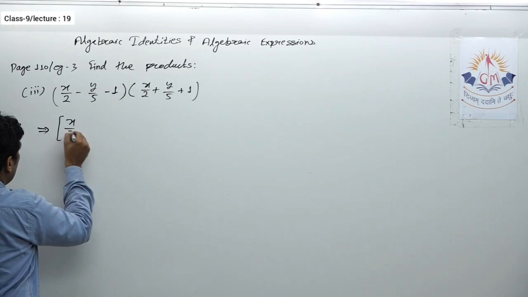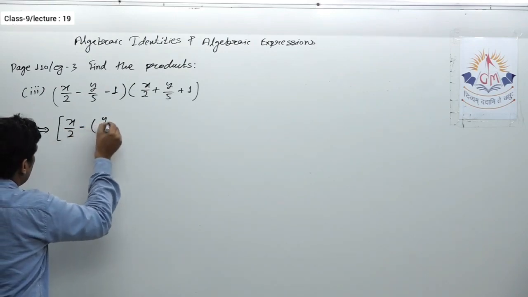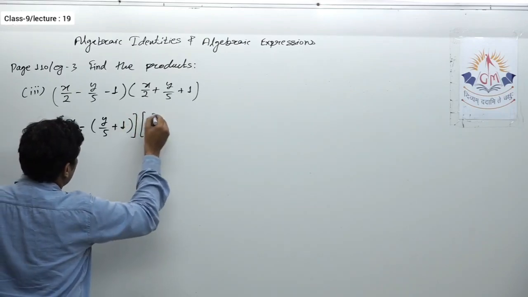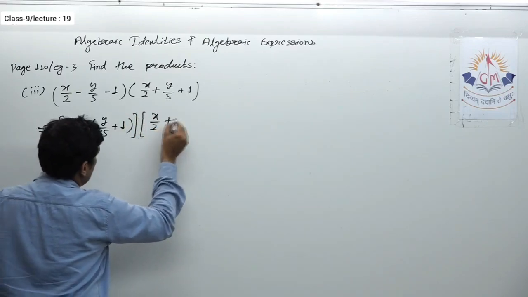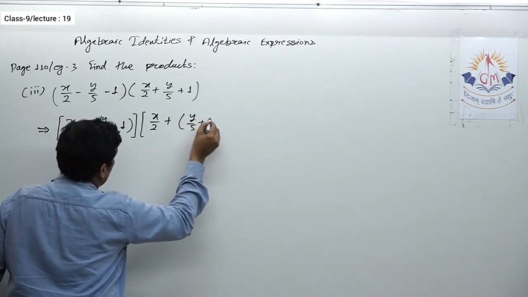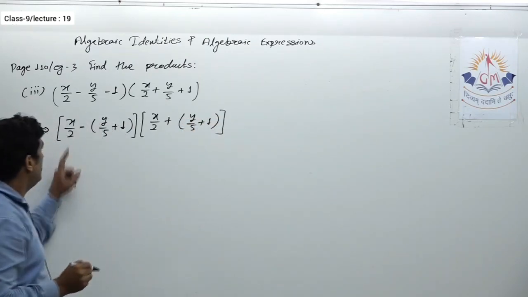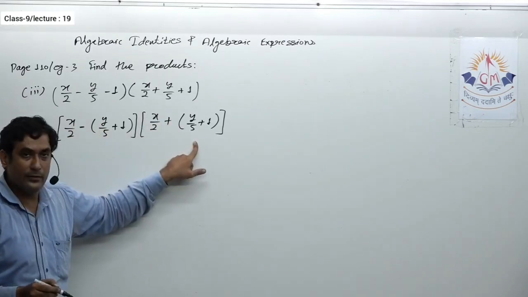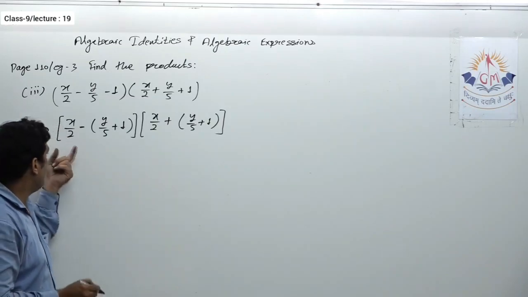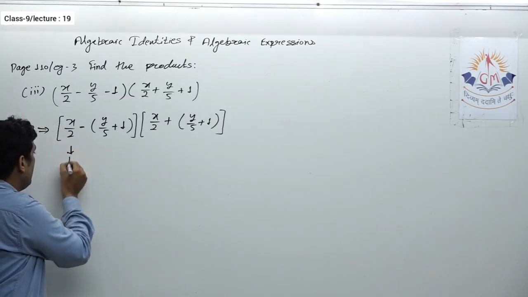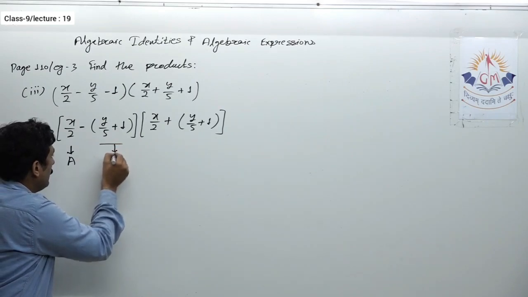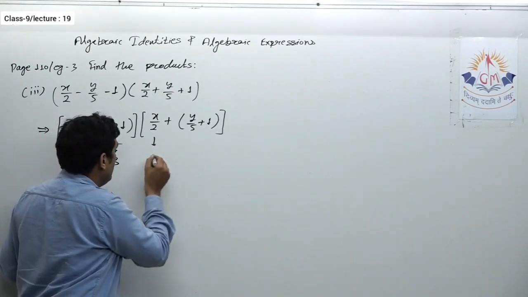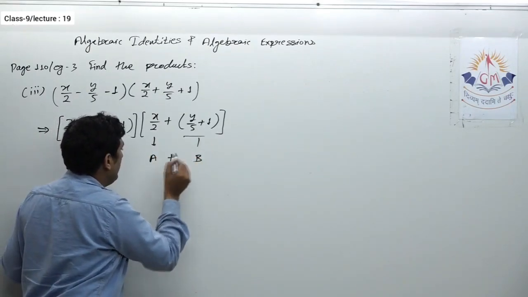So x by 2, now if I take the minus sign common, this will become y by 5 plus 1, and this remains as it is. I just took the minus sign common, so here y upon 5 plus 1, and here this is as it is. Now if you observe carefully, this complete quantity is a, and this whole quantity is b, and the sign between them is minus, and over here again this is a and this is b, and the sign between them is plus.